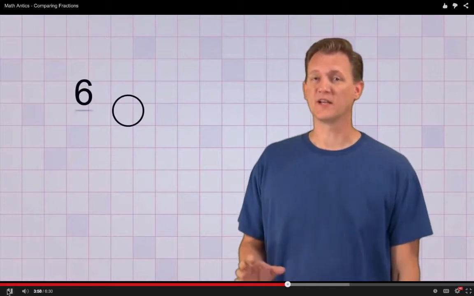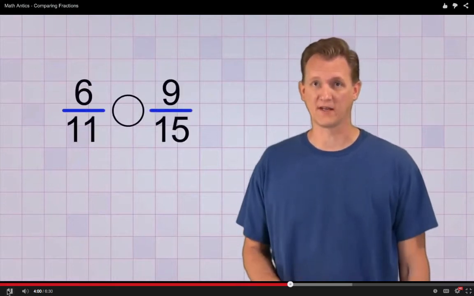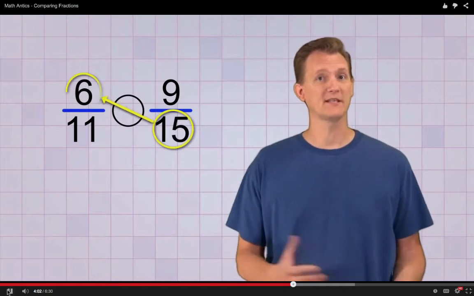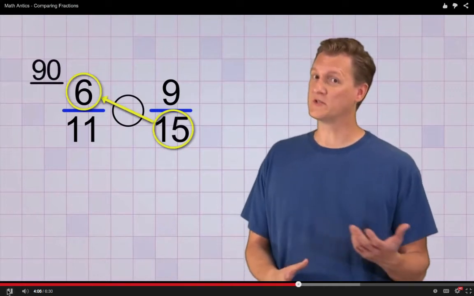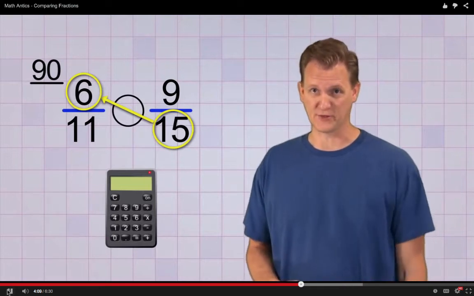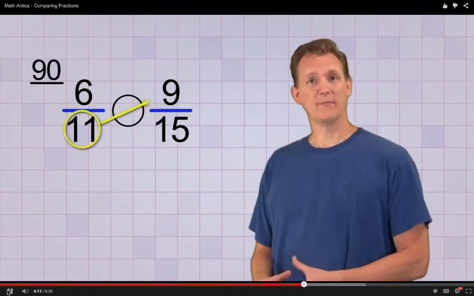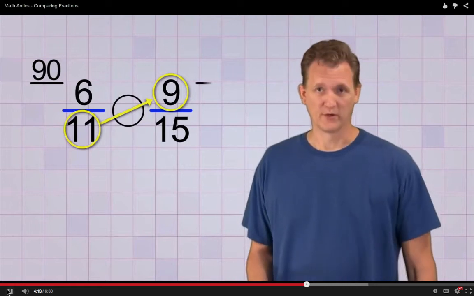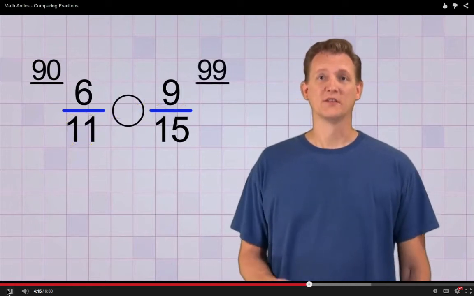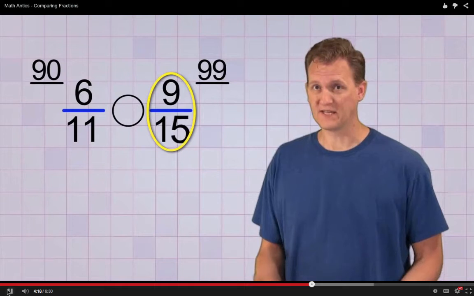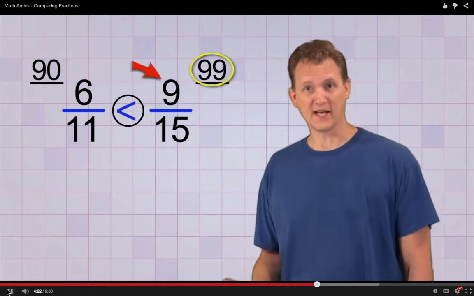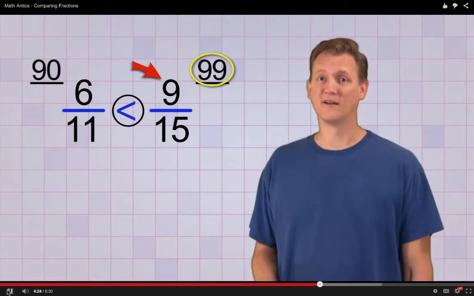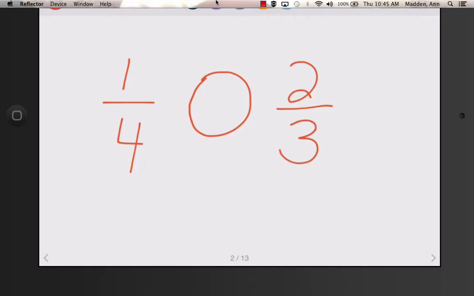Let's do one more comparison by cross-multiplying. Let's compare 6 over 11 to 9 over 15. First we'll multiply 15 by 6 to get the new top number of the first side, which is 90. Now you can always use a calculator to do the multiplications if you need to. Next we multiply 11 by 9 to get the second new top number, which is 99. So that tells us that the second fraction, 9 over 15, is greater than the first fraction because its new top number, 99, is bigger. Pretty simple, huh? All right, let's cross multiply a few more.